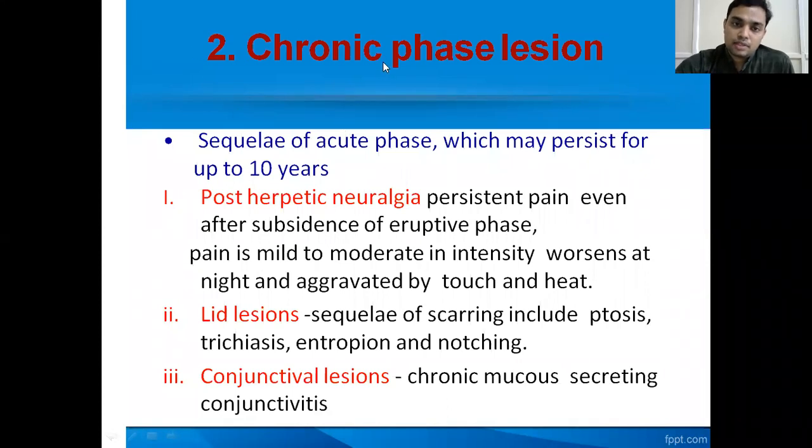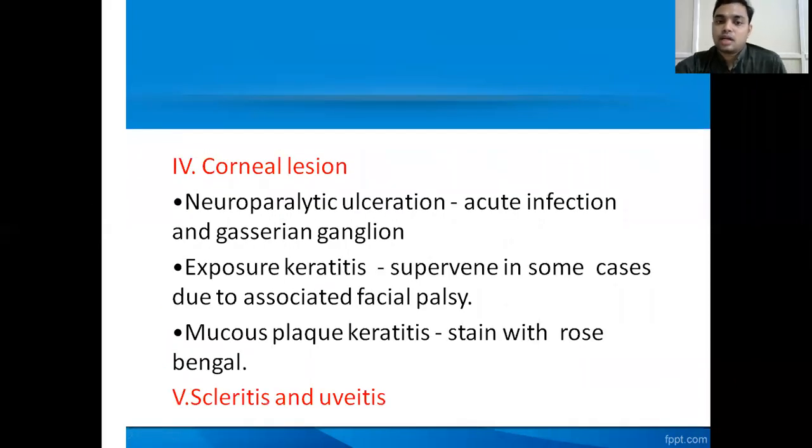Here in the chronic phase, the signs and symptoms are less when compared to the acute phase, but even so the eyelids are involved, the conjunctiva is involved. We see severe pain, which is worsened at night time, and aggravated by touch and heat. So what are the corneal lesions we see in the chronic phase? As there is damage to the trigeminal nerve, neuroparalytic ulceration is seen, and the frontal nerve is involved, so that there is an incomplete closure of the eyelids.